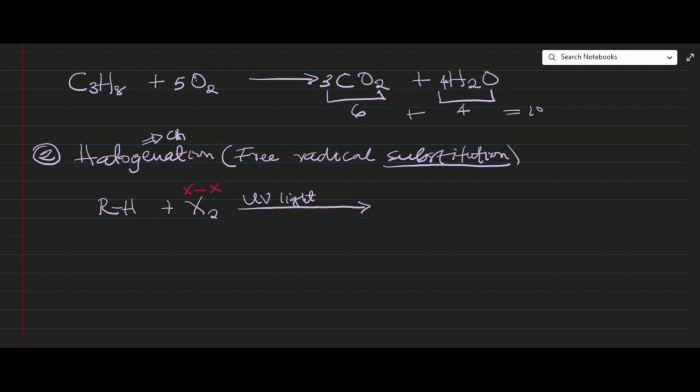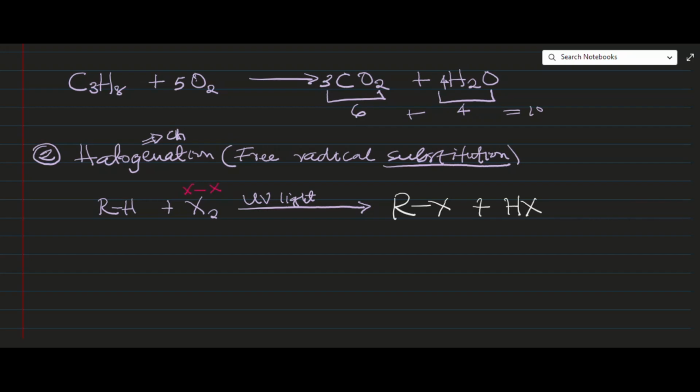So how does this reaction occur? So it's going to give us one of the H will be substituted with one of the X here, that is one of the halogens. So we are going to have RX plus we have only one X left, so it's going to be HX instead of X2.